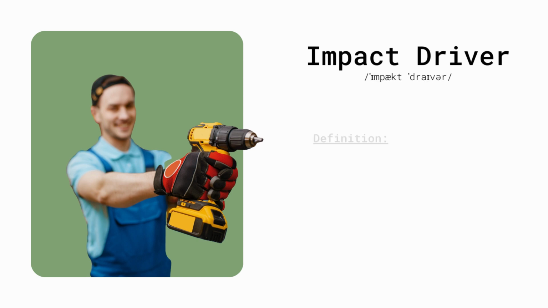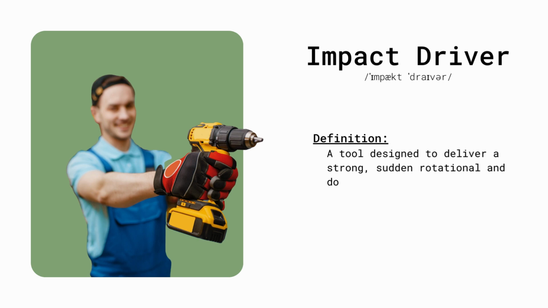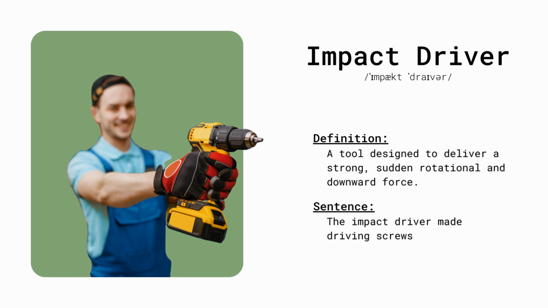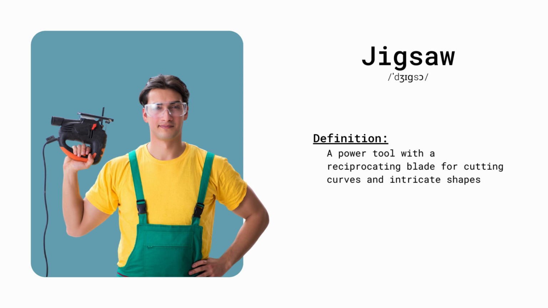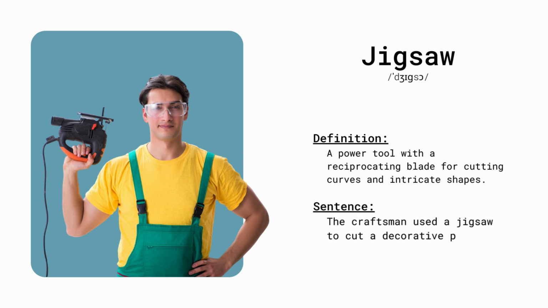I is for impact driver. A tool designed to deliver a strong, sudden rotational and downward force. The impact driver made driving screws into the wood effortless. J is for jigsaw. A power tool with a reciprocating blade for cutting curves and intricate shapes. The craftsman used a jigsaw to cut a decorative pattern in the wood.